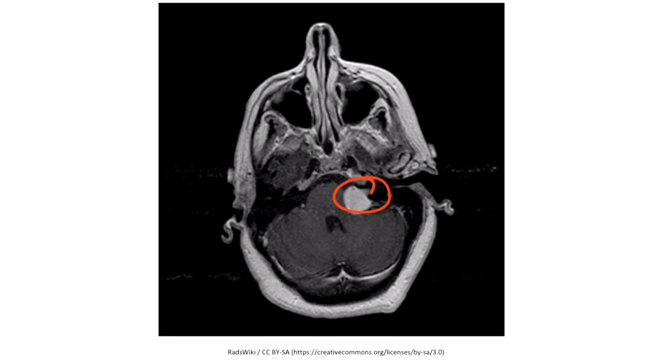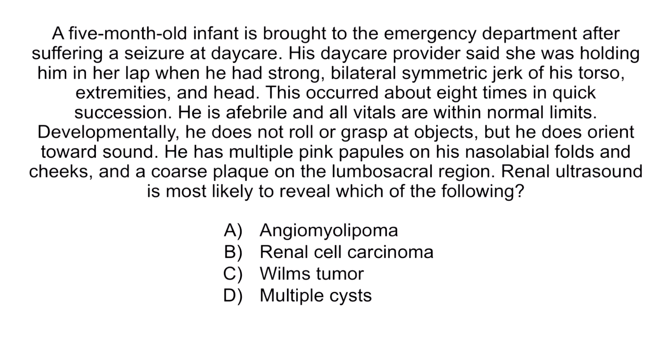All right, now that we've covered the information, let's review with a final question. A 5-month-old infant is brought to the emergency department after suffering a seizure at daycare. His daycare provider said she was holding him in her lap when he had a strong bilateral symmetric jerk of his torso, extremities, and head. This occurred about 8 times in quick succession. He is afebrile and all vitals are within normal limits.